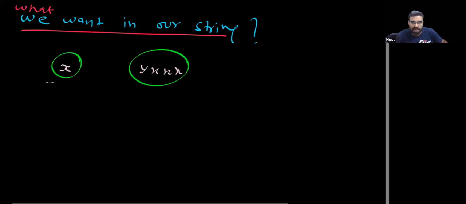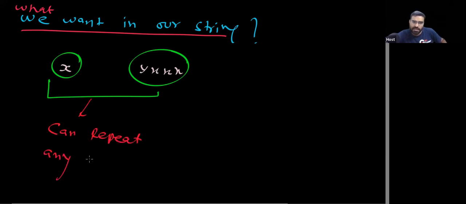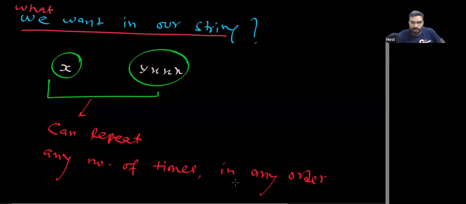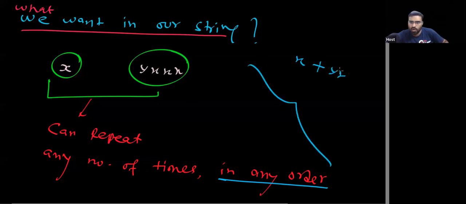And these two people can repeat any number of times. Yes or no? We can repeat these two people any number of times, in any order. So finally your answer will be that this person, also this person, these two people, they can repeat any number of times in any order. This will be your final answer.